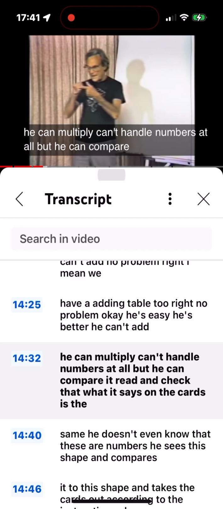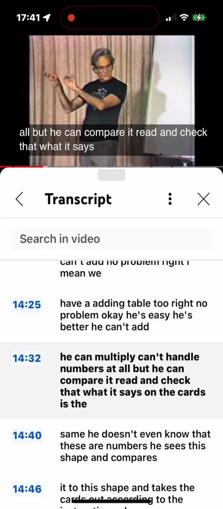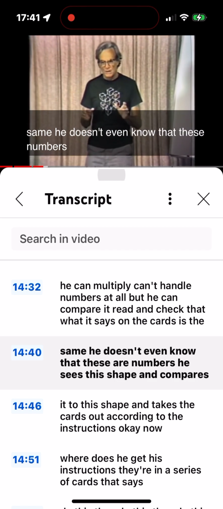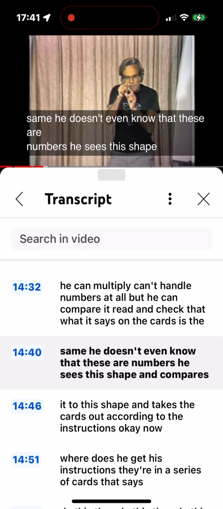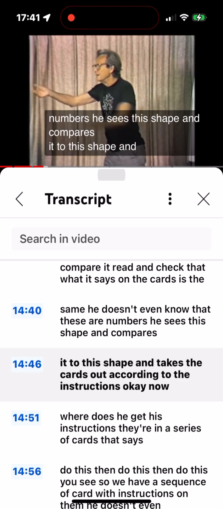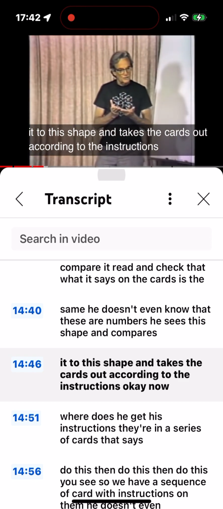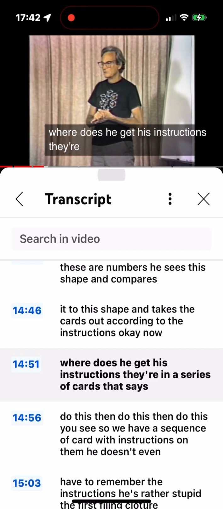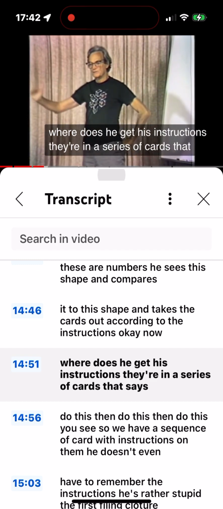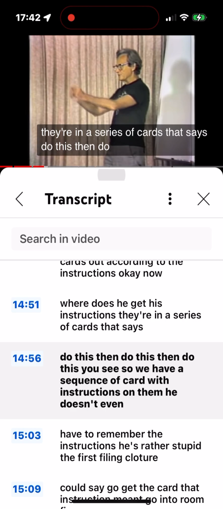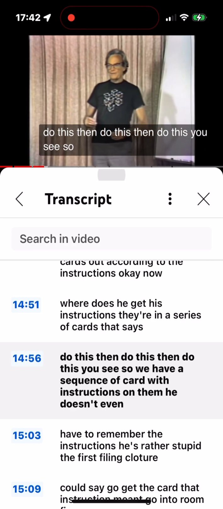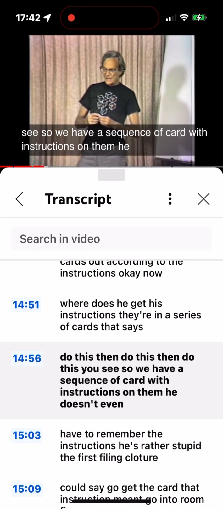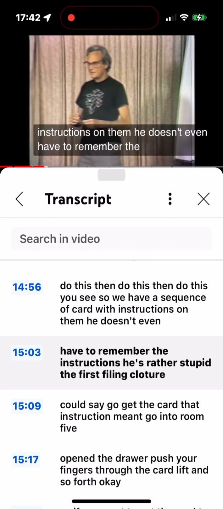But he can compare, read, and check that what it says on the cards is the same. He doesn't even know that these are numbers. He sees this shape and compares it to this shape and takes the cards out according to the instructions, okay? Now, where does he get his instructions? They're in a series of cards that says, do this, then do this, then do this, you see. So we have a sequence of cards with instructions on them. He doesn't even have to remember the instructions.